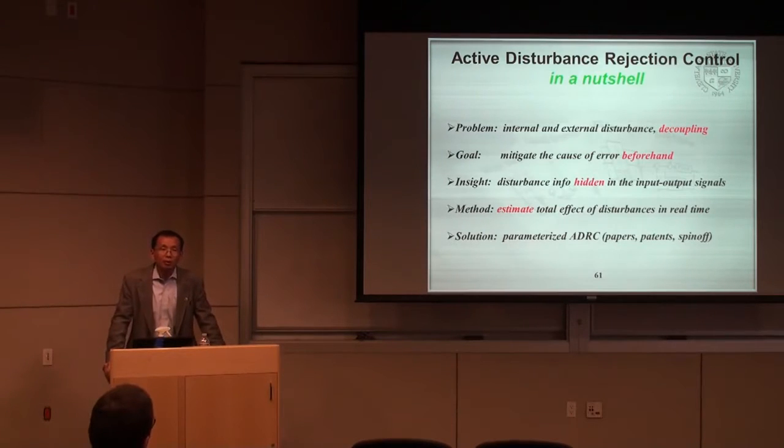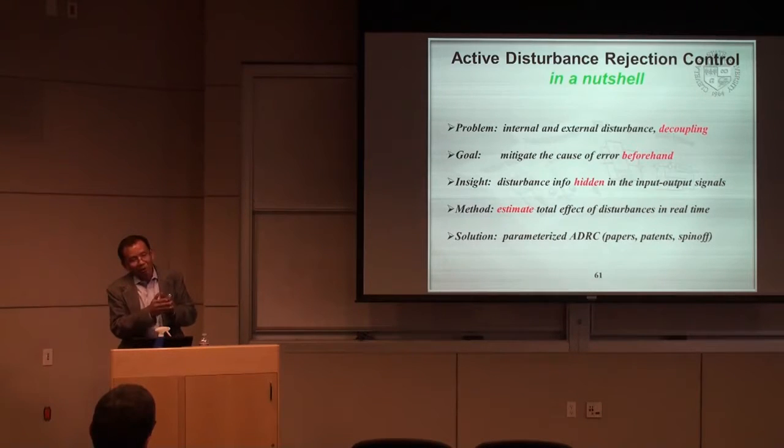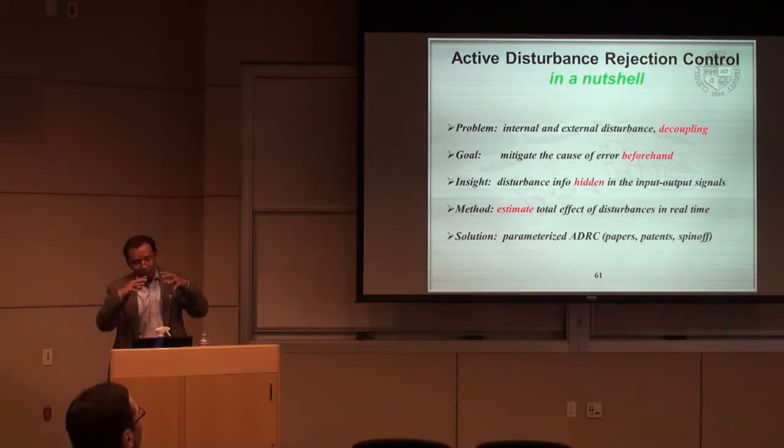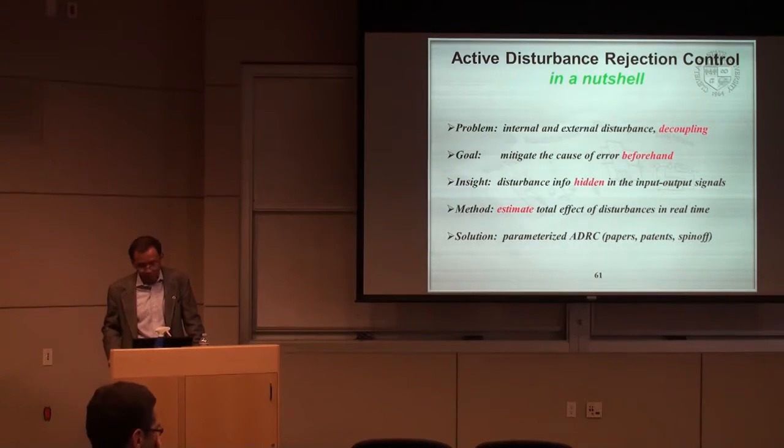There are other methods. But they're all isolated, they're all for a particular problem, they devise a particular way of doing it. But what we are saying here is active disturbance rejection is a universal concept. All of those techniques can be brought under this one umbrella. And the method is to estimate the total effect of the disturbance. That's where the extended state observer comes in.